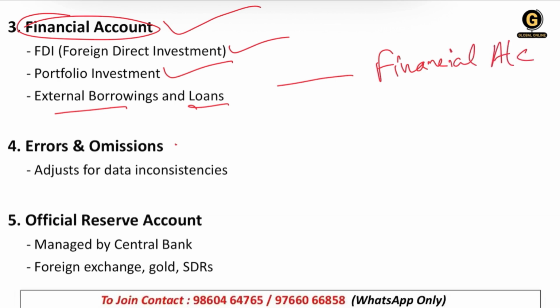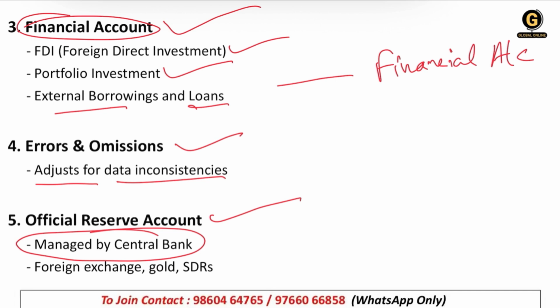Correct? Then we have errors and omissions. After all the measurements and calculations, if there are errors and omissions, they will be measured and adjusted. Any error you have found after the audit will be adjusted, correct? But only after all three accounts are calculated, we have the official reserve account managed by the central bank. Understanding? This is very important. Foreign exchange, gold and SDRs, all these things will be calculated, correct?